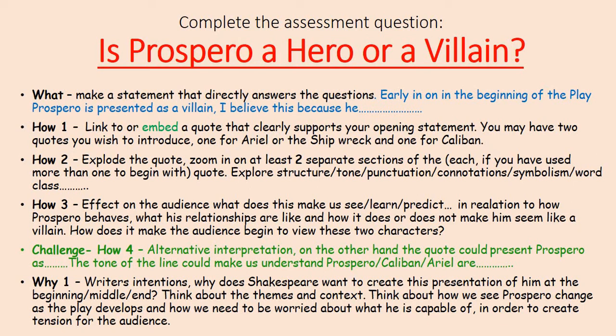So I've said, early on in the beginning of the play, Prospero is presented as a villain. I believe this is because he... because that's when you lead into your how one. Okay, this is when you link or you embed, my greens and my purples if you can. Start thinking about how we link this quote in with the sentence.